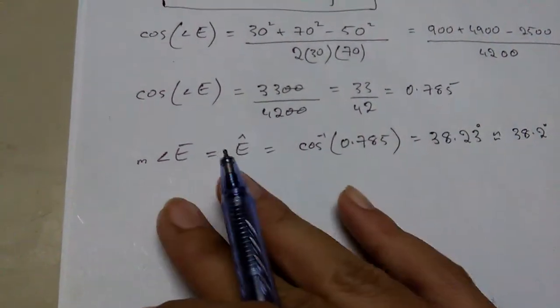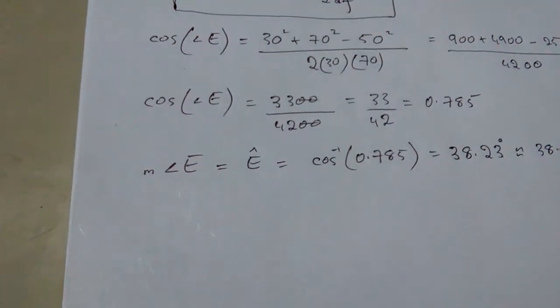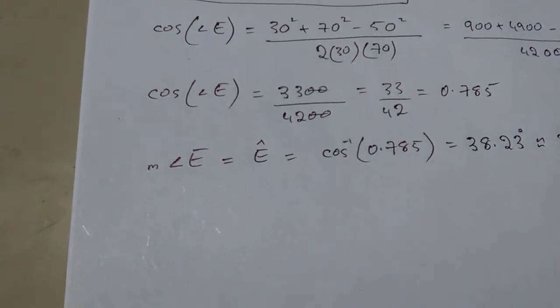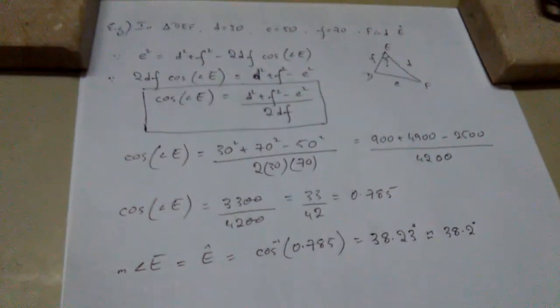Okay, so that's how you use your cosine law. If the three sides are given and you have to find just one angle, that's a beautiful way of getting it, taking the help of your cosine law. Let's see one more example.